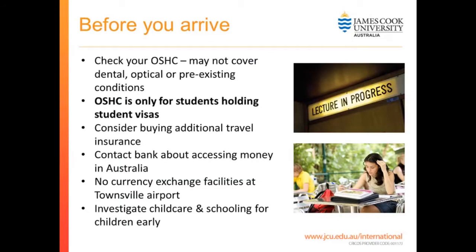We may have organised OSHC Essentials cover on your behalf through our preferred provider, Allianz WorldCare. Before you arrive, you will need to read over your policy details carefully to make sure that this insurance package is right for you. Be aware that it doesn't cover optical, dental, or pre-existing conditions. Please note that your OSHC does not cover lost or stolen valuables, lost luggage, repatriation of remains, or anything like that. So you may want to investigate purchasing additional travel insurance for the duration of your stay in Australia.